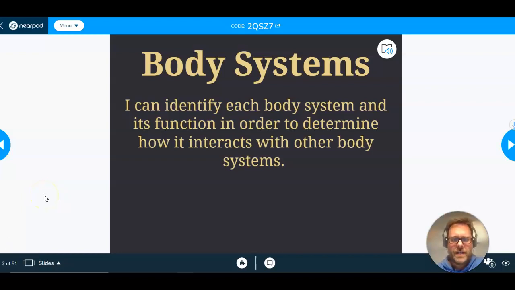What's going on, kids? It is time for us to have some science. I know things are a little bit different with me being across the hall, but we're still kind of together for science today, which is fine. We're going to start our unit on body systems.